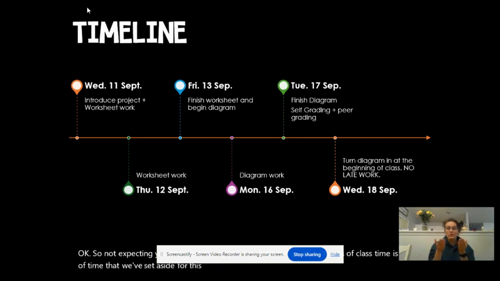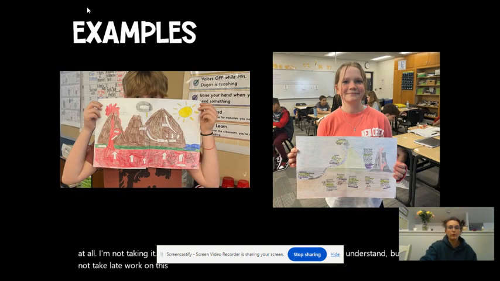So there's absolutely no late work, okay? No late work at all. I'm not taking it. Of course, if you're sick or something like that, yes, I understand, but I will not take late work on this one. All right, moving on. Some examples.